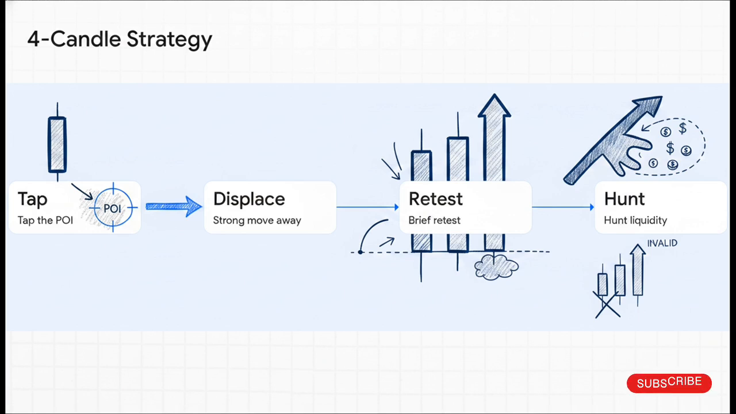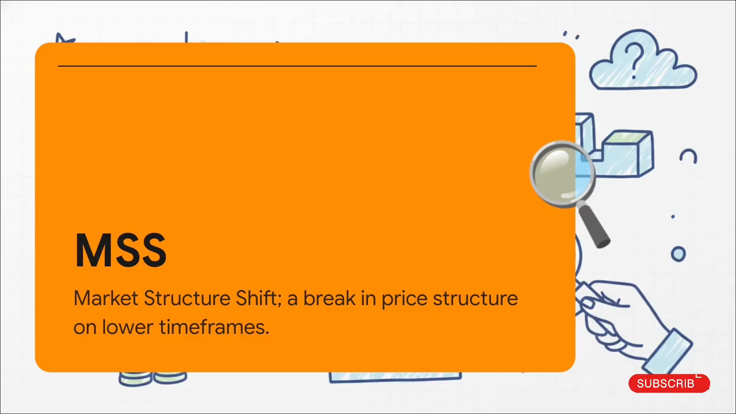First, price must tap a POI. Second, the very next candle must show strong displacement, meaning a powerful, aggressive move away. Third, price will briefly retest the area. And fourth, it expands and hunts that final liquidity. And hey, remember, if there is no displacement, the POI is completely invalid. Scratch the trade.